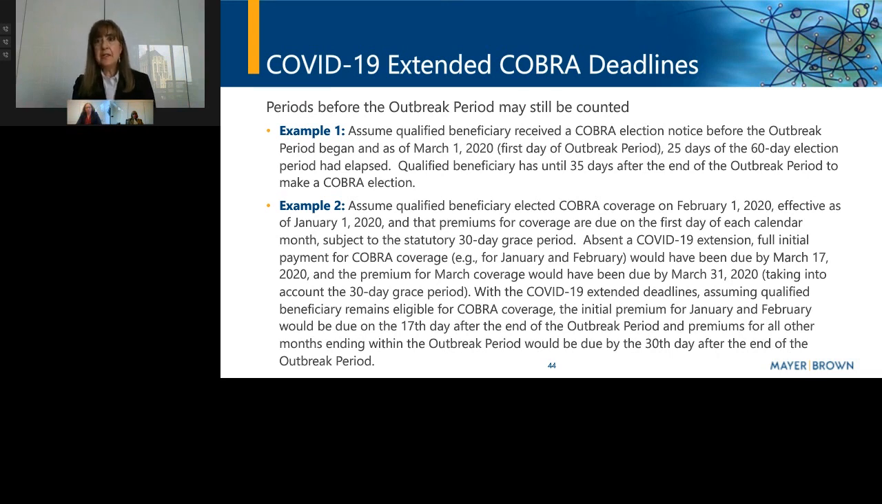Be aware that periods that elapsed before the beginning of the outbreak period will count, and we won't go over both of these examples, but in the first example, you can see we've assumed that an individual, a qualified beneficiary, was in the midst of a 60-day COBRA election period at the beginning of the outbreak period, with 25 days having elapsed. That individual would have 35 days after the end of the outbreak period to elect to take COBRA.